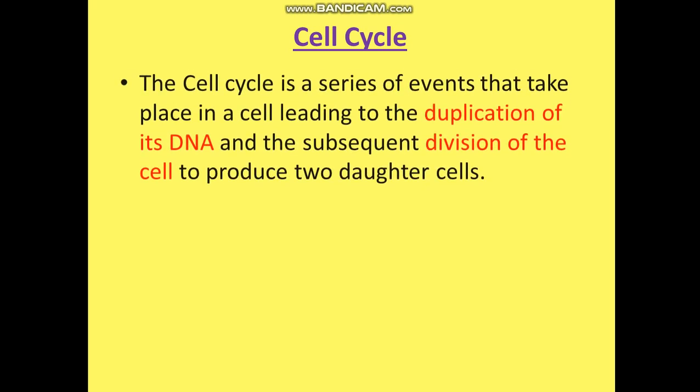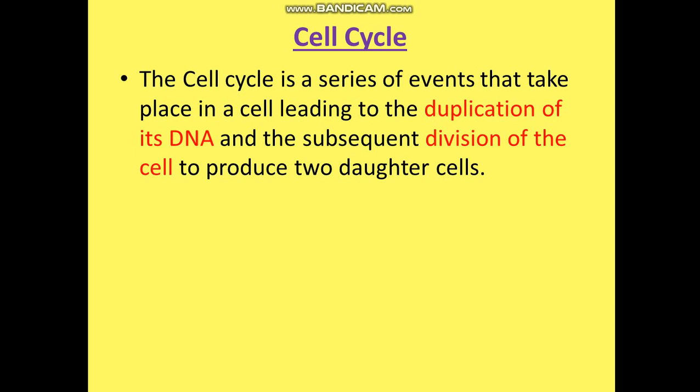So what actually happens here? Cells perform these tasks in a predictable series of events, and these series of events are called the cell cycle. So if we see the definition, the cell cycle is a series of events that take place in a cell leading to duplication of its DNA and subsequent division of the cell to produce two daughter cells. Okay, the key points are highlighted. Duplication of its DNA. What is the need of cell cycle? Two needs: duplication of its DNA and then subsequent division of the cell giving rise to two daughter cells.